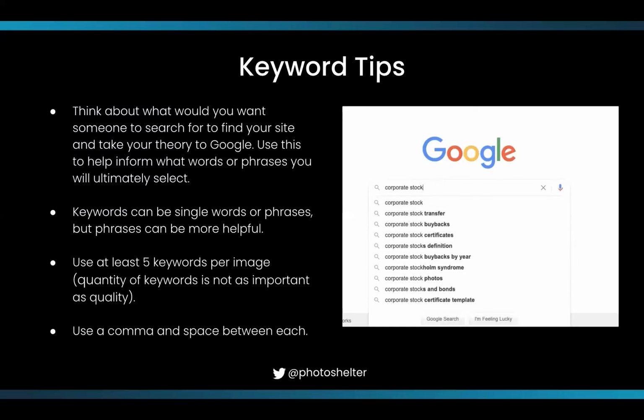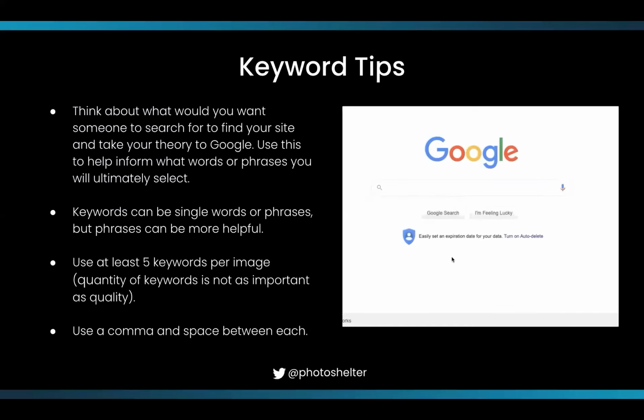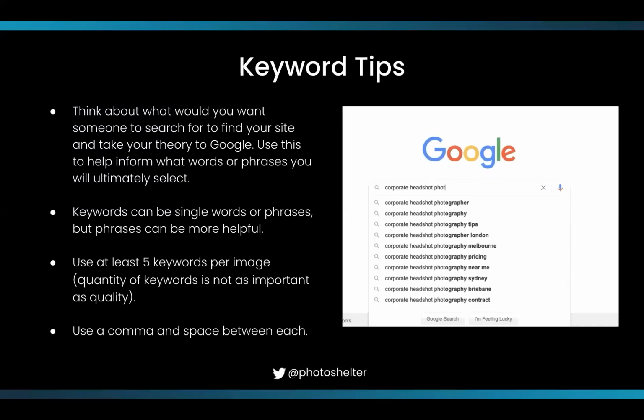You're not just going to type in photographer because that's too broad of a search. The more concise it is, the better results you're going to get from people trying to locate your images and your website. You also want to make sure in the keyword section in your IPTC, you use at least 5 keywords per image.